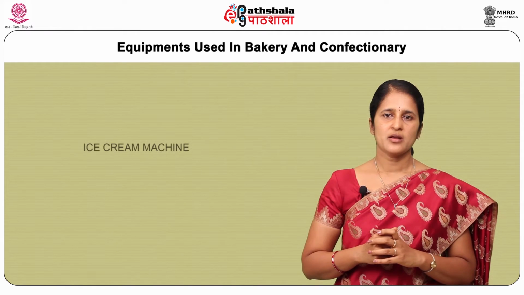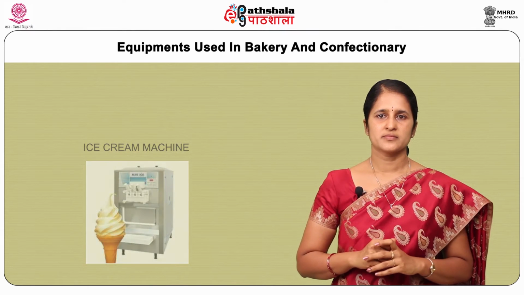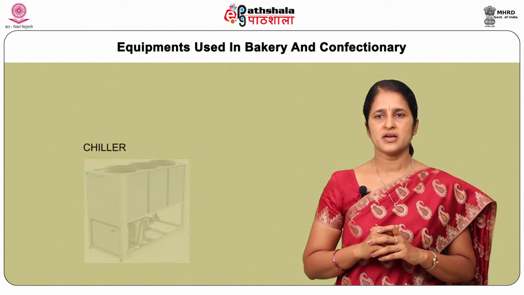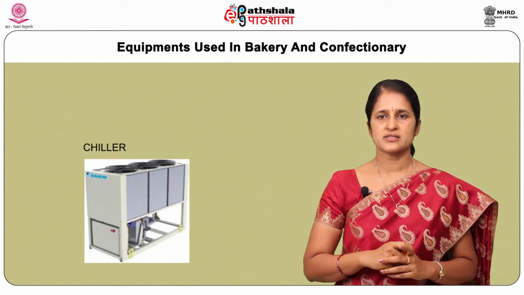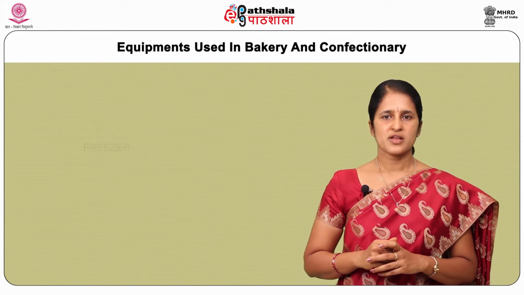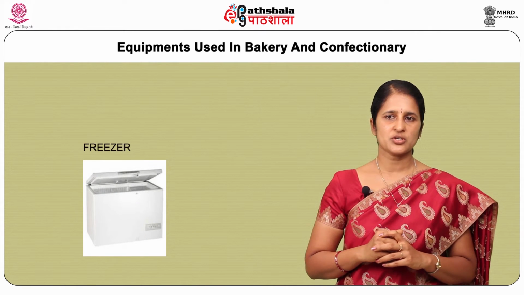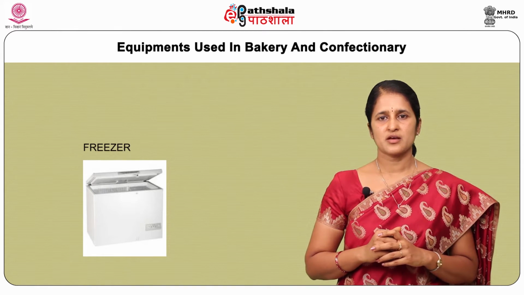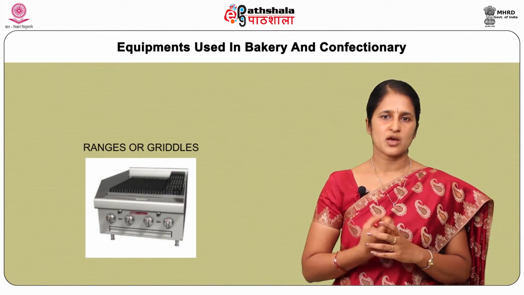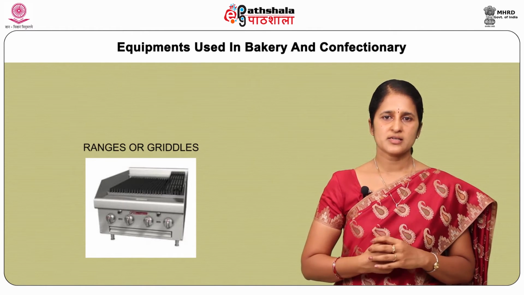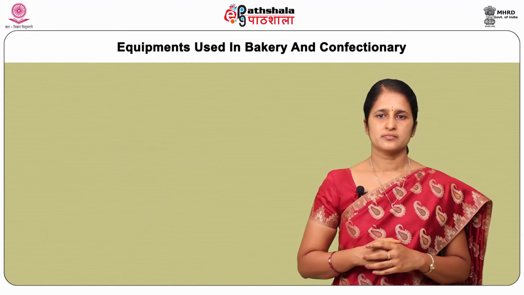Ice cream machine. They are used for making ice cream with different flavorings. Chillers are maintained at 0 degree to 3 degrees and they are used to store cakes and desserts. Freezers. They are maintained at 0 to minus 2.4 degree temperature. They are used to freeze the required ingredients. The rangers are griddlers. They are used for cooking sauces, desserts. This could be powered by gas or electricity.